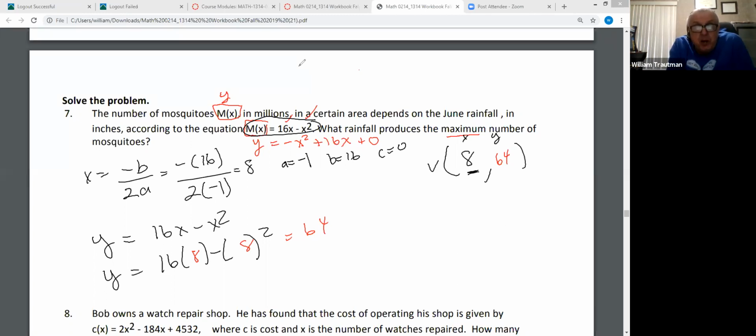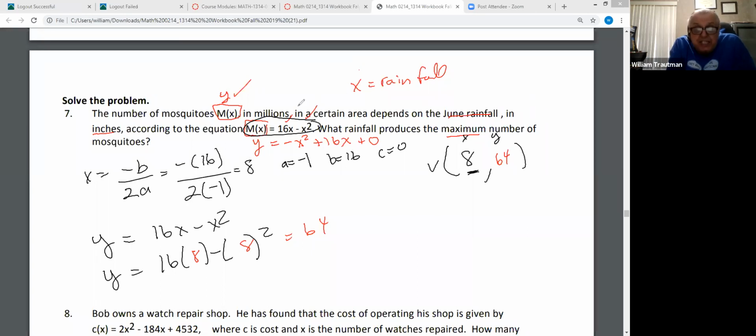Okay, so we're not done. Let's read this again. The y part is the number of mosquitoes in millions in a certain area, which depends on the June rainfall in inches. Even though it doesn't tell you, x is the rainfall, because there's only an x and a y. So what rainfall produces the maximum?